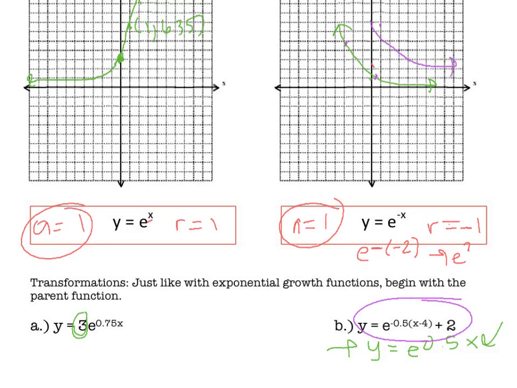So that's the same as the exponential growth functions, where this k value here is our asymptote.